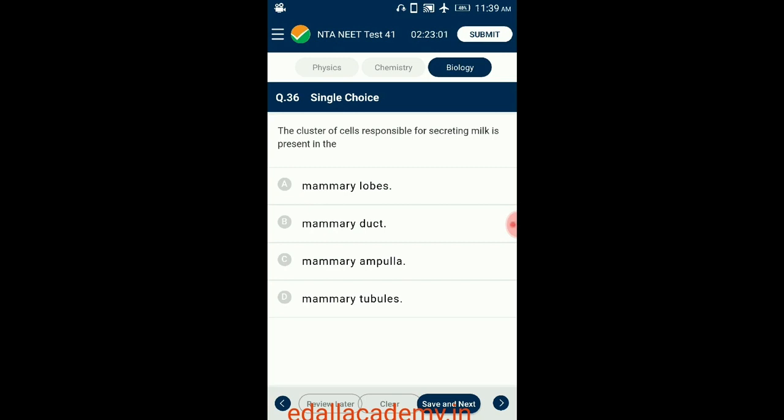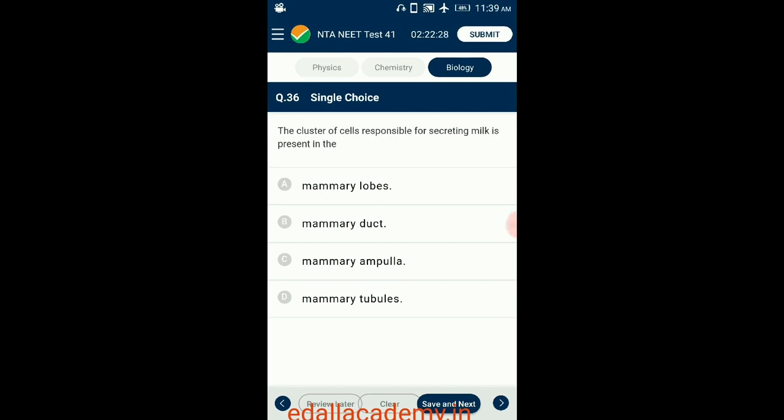The cluster of cells responsible for secreting milk is present in the mammary glands, which are paired structures generally called breasts, that contain glandular tissues and a variable amount of fat. The glandular tissue of each breast is divided into 15 to 20 mammary lobules containing clusters of cells called alveoli. The cells of alveoli secrete milk, which is stored in cavities generally called lumens of alveoli.